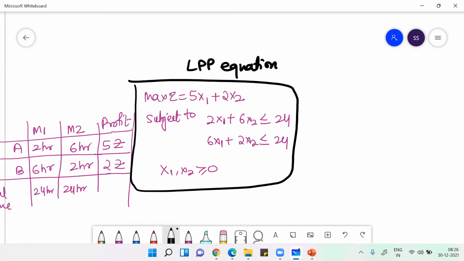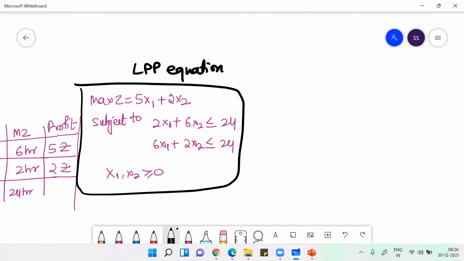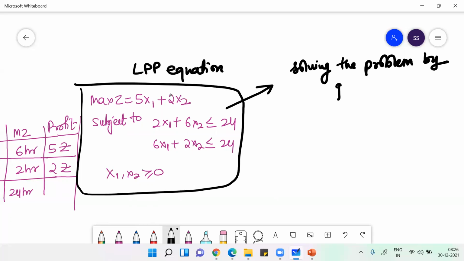The simplex method is not in your course for CA Foundation. Only the graphical method is in your course. So we learn how we can solve this equation by using the graphical method. So what you do is, first write your constraint.